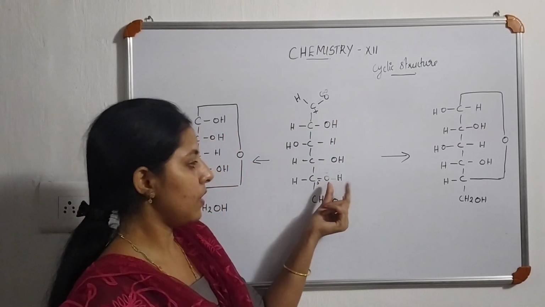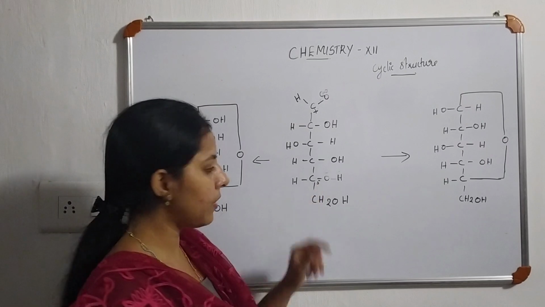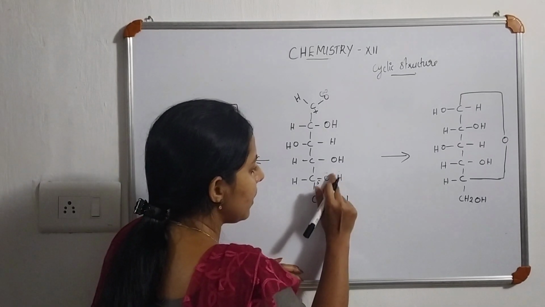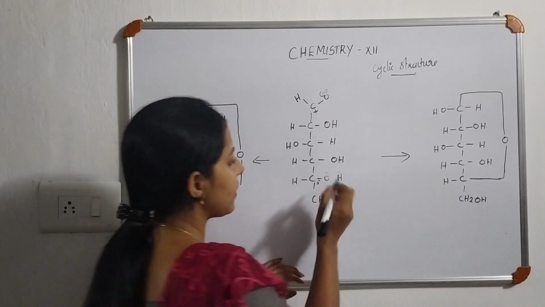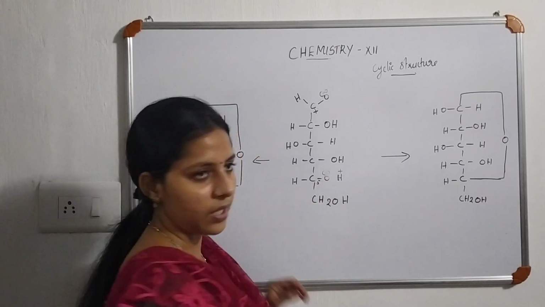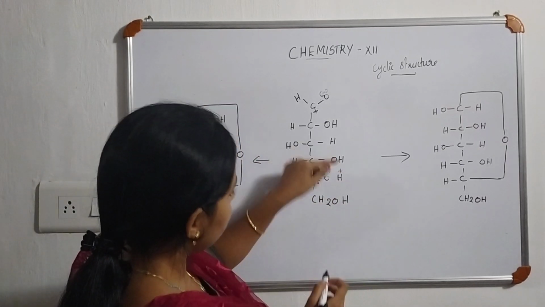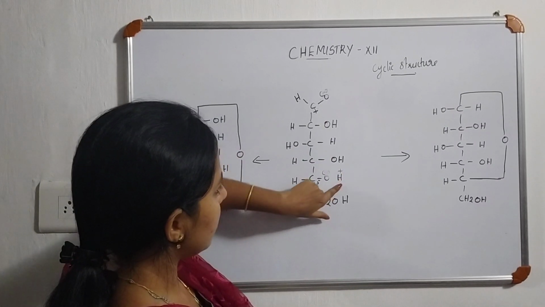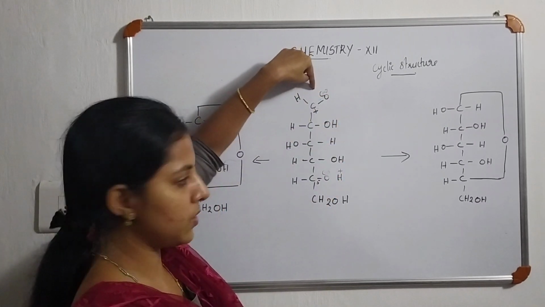Similarly, consider this OH group at C5, the fifth carbon. When this bond breaks, since oxygen is more electronegative, it will get a negative charge and this hydrogen will get a positive charge. Therefore, this positively charged hydrogen moves towards the negatively charged oxygen.